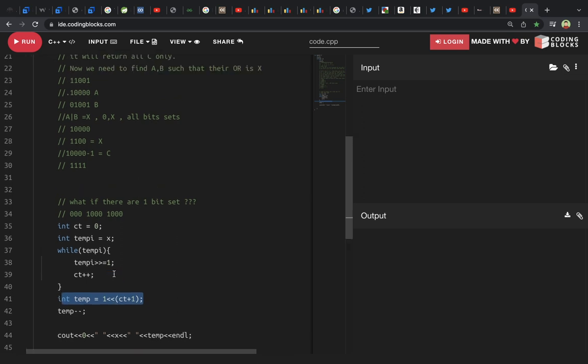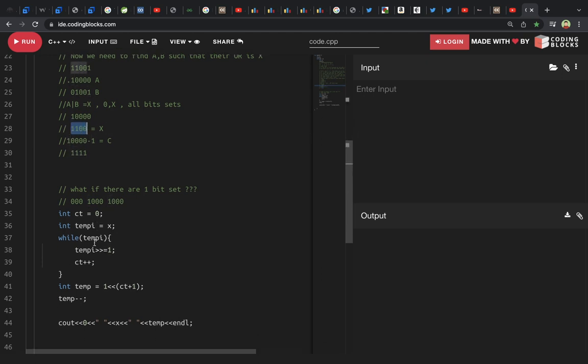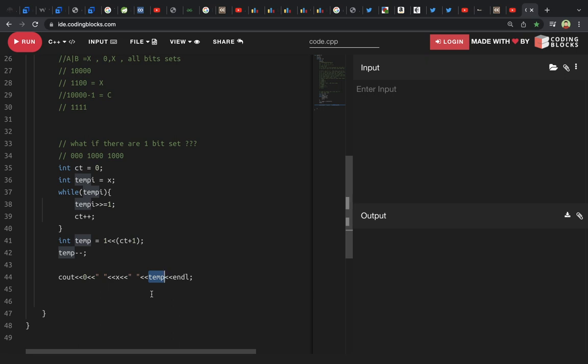So we have left shifted count plus 1 times. We have to do it one more time, and then we decrease 1, so we have all bits set and the length of this is equal to that of x. And then we just display 0, x, and that number that we just found. So this was my solution.